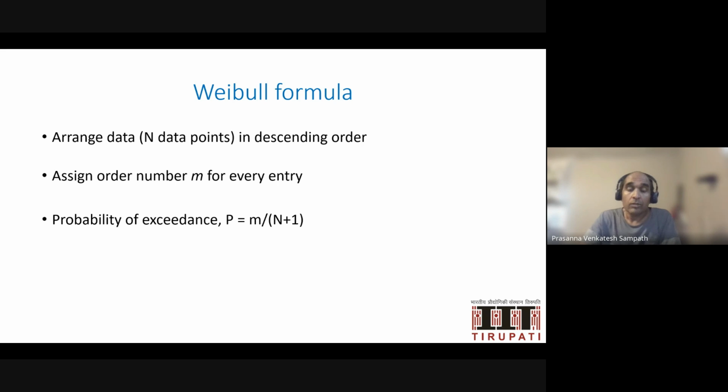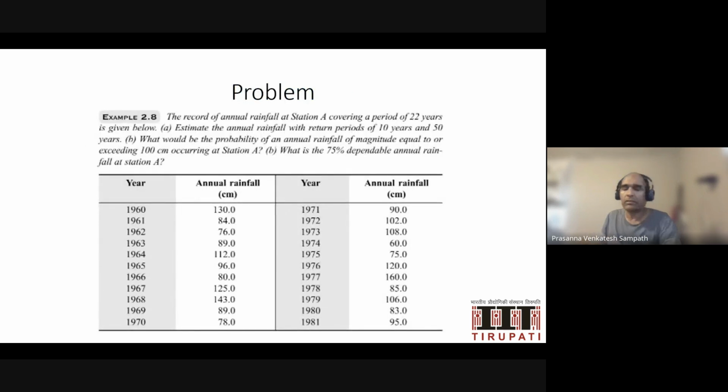So the probability of exceedance is given by m by n plus 1, and the return period is simply 1 by p, as we already discussed. So it will be n plus 1 divided by m. Okay, so let's do one simple example, and then that will make it very easy to understand.